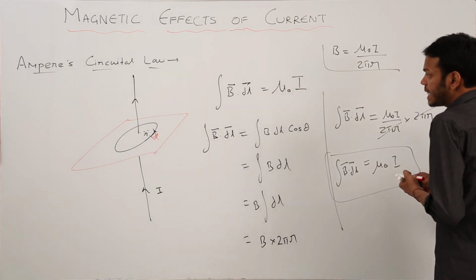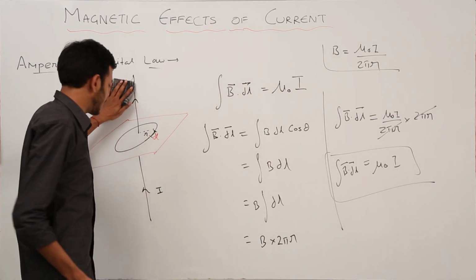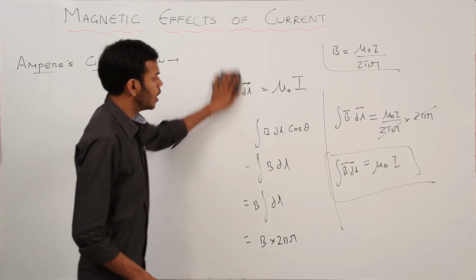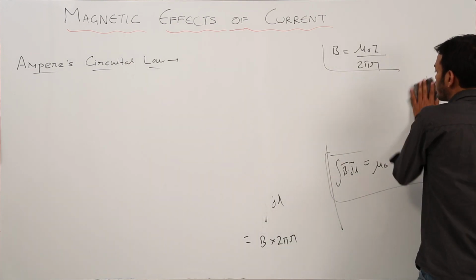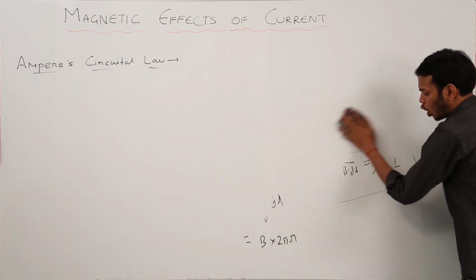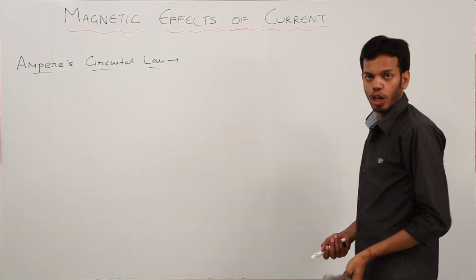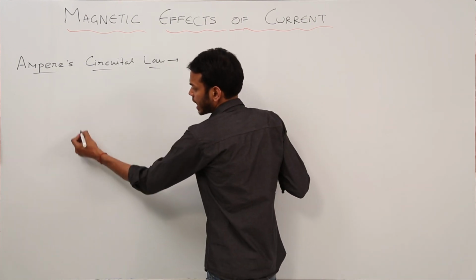Now, since this Ampere circuital law is valid for many applications, let's do 2 important applications, that is to find the magnetic field due to a solenoid and the magnetic field due to a toroid. Okay, what is a solenoid and toroid? Toroid is a circular solenoid, and what is a solenoid? I'll tell you. Solenoid structure is like this.